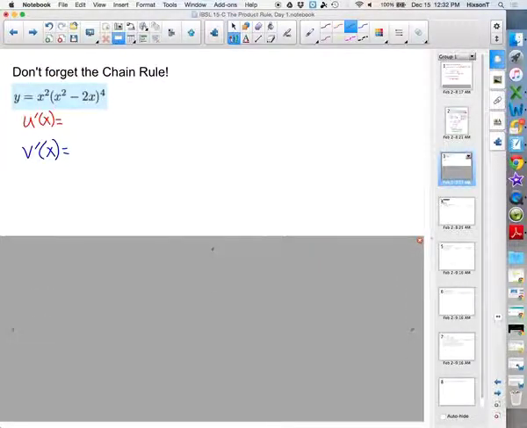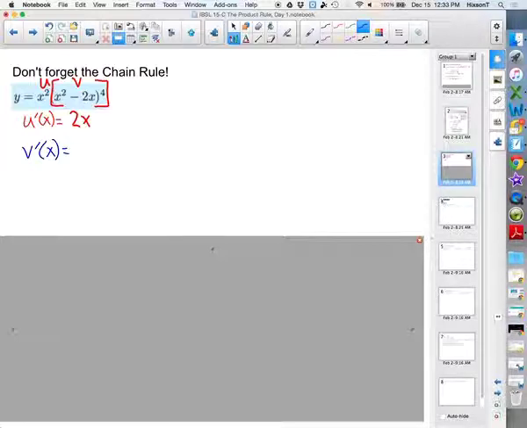Here we have one where we have a u of x that is the x squared, and the v is this whole thing, x squared minus 2x to the 4th power. Okay? So we can't forget about the chain rule as we're doing u prime and v prime. Okay? Now u prime is easy, that's just a 2x. But for v prime, now we're having to think in terms of inner function, outer function, and so on.